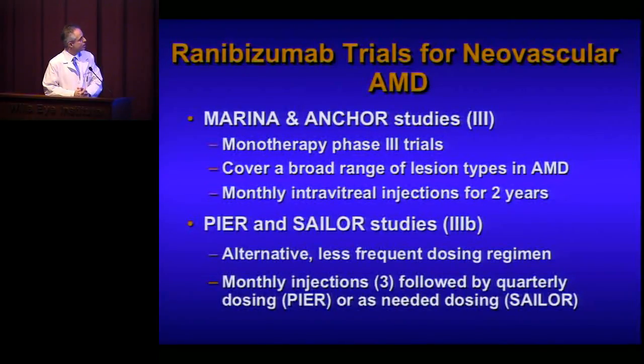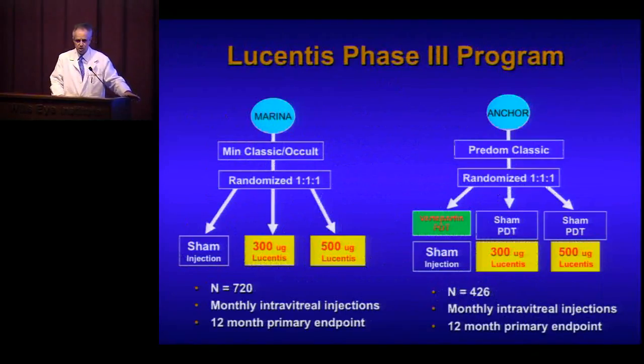And what is core information, of course, is the phase 3 studies for Lucentis, because they are the gold standard clinical studies for which we compare everything for wet AMD up till this point in time. And that's Marina and Anchor. I'll briefly touch upon the phase 3B studies with Lucentis to sort of set the stage of what anti-VEGF therapy, current most effective anti-VEGF therapy, can do.